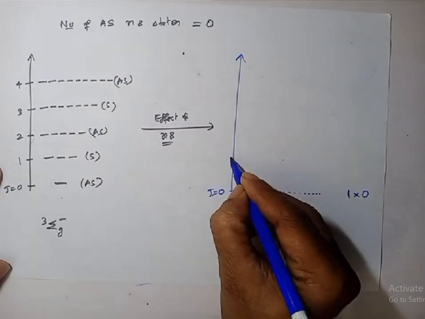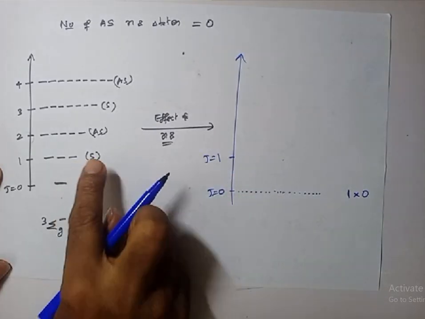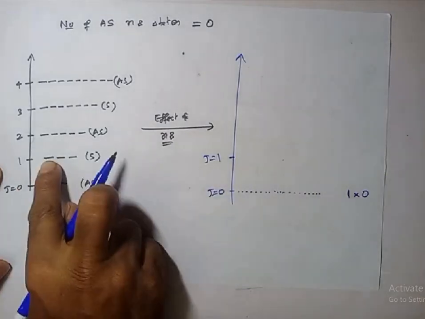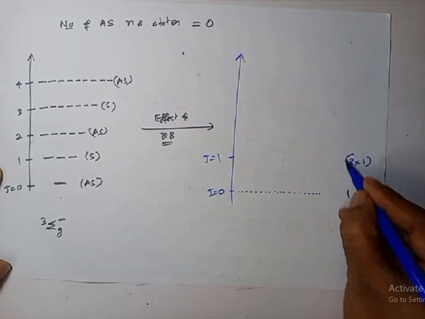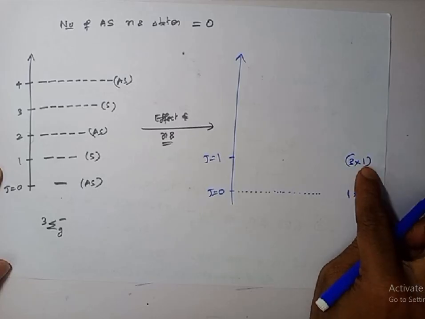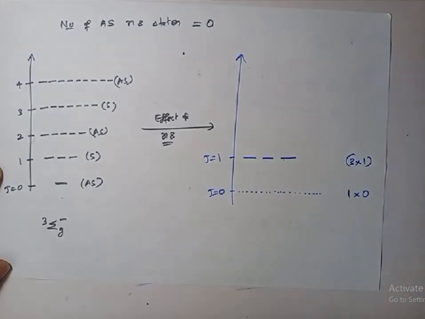Then what about J equal to 1 level? For J equal to 1, this is symmetric. Symmetric will combine with symmetric. Yes, I have 3 symmetric rotational states into 1 symmetric nuclear spin state. 1 into 3, I'll get 3 states. J equal to 1 level has 3 states.